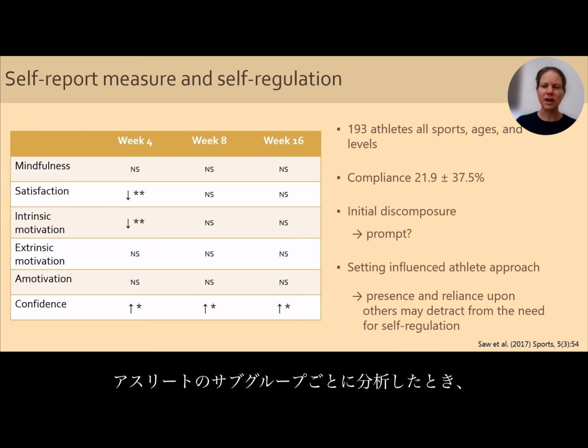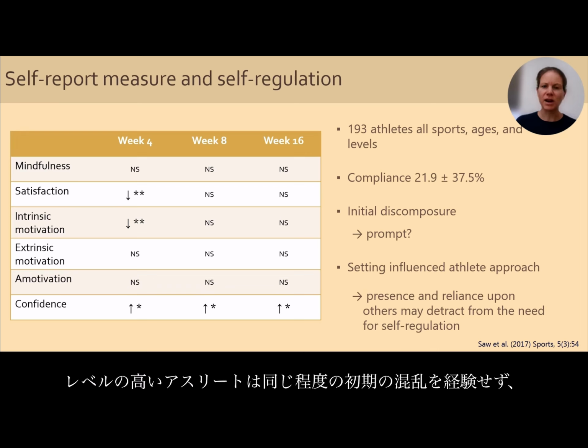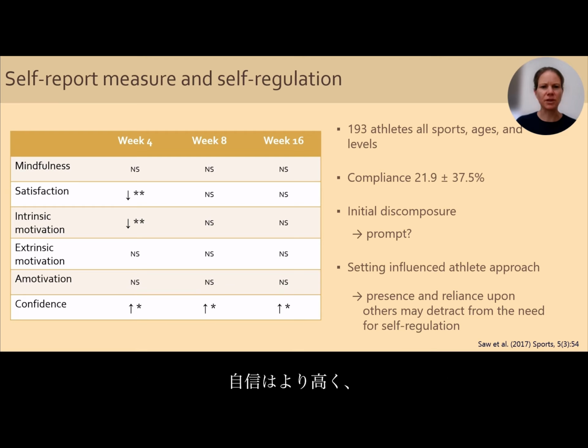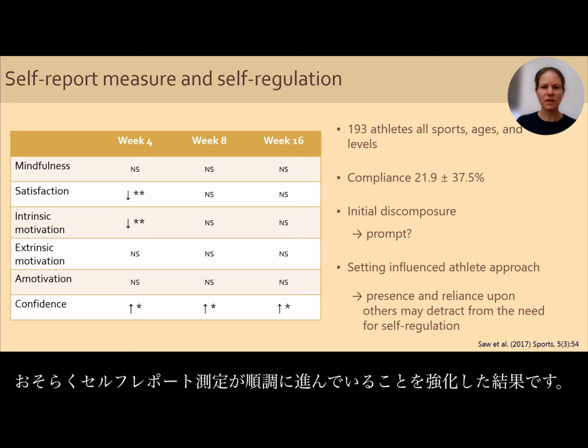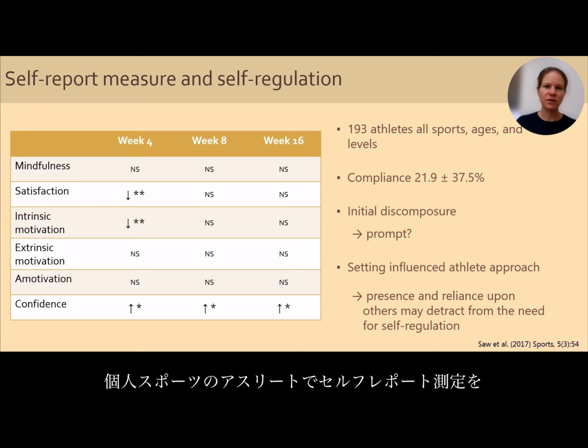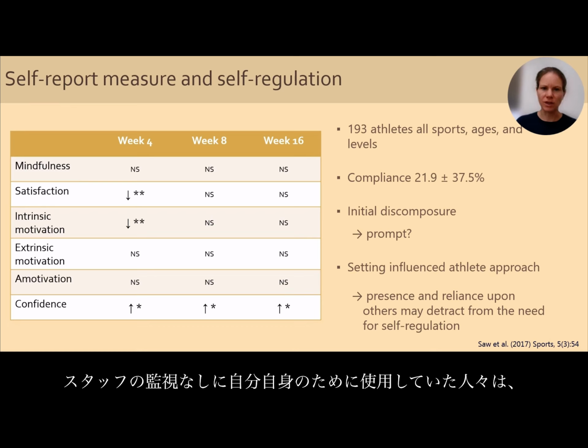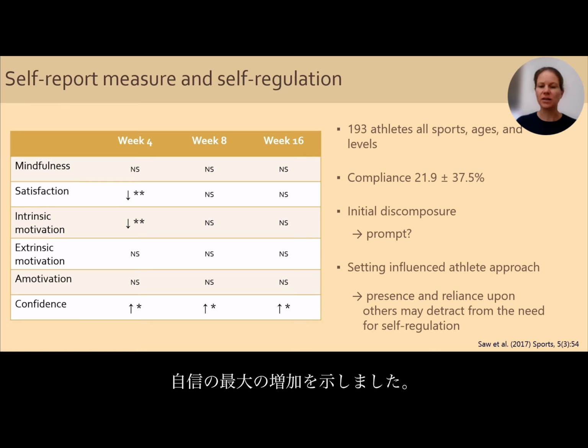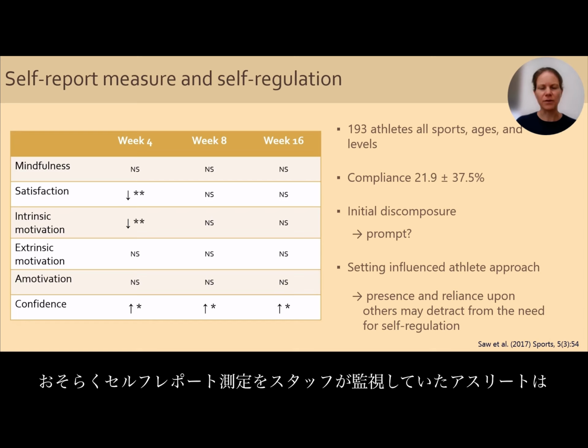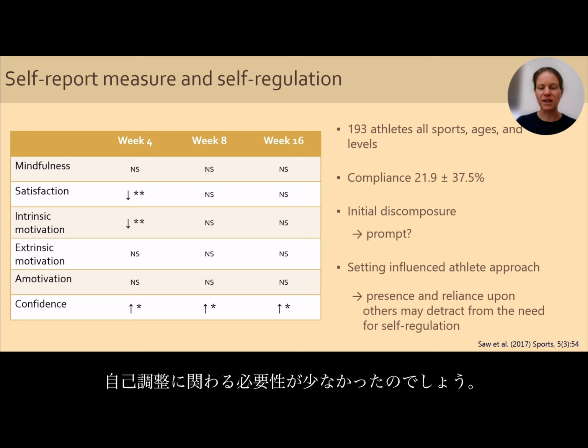When we analysed by athlete subgroup, we noted that higher level athletes didn't experience the same degree of initial discomposure, and their confidence was higher. Perhaps a result of the self-report measure reinforcing they were tracking well. Individual sport athletes who were using the self-report measure for themselves, with no staff oversight, had the greatest increase in confidence. Perhaps athletes who had staff overseeing their self-report measure had less need to engage in self-regulation.